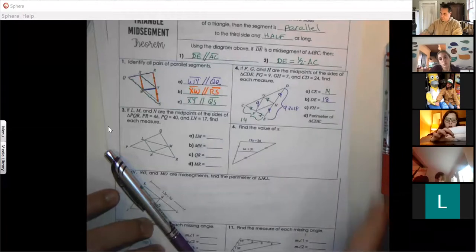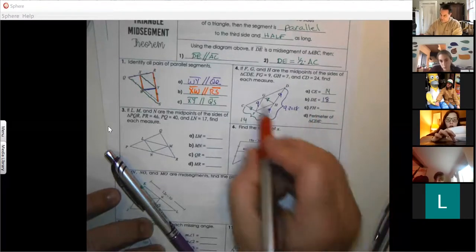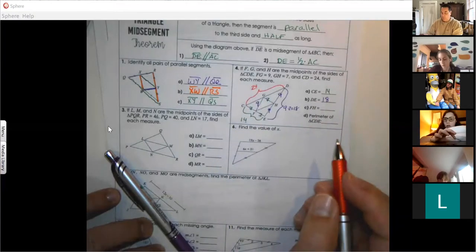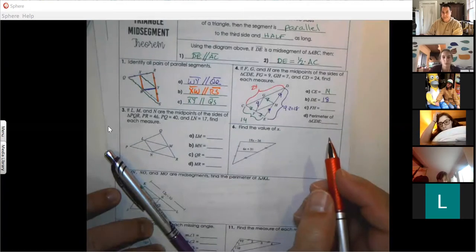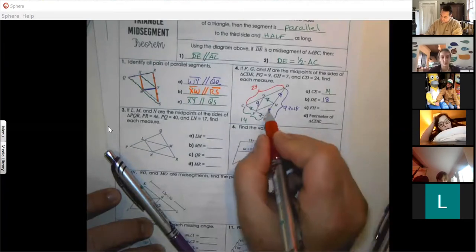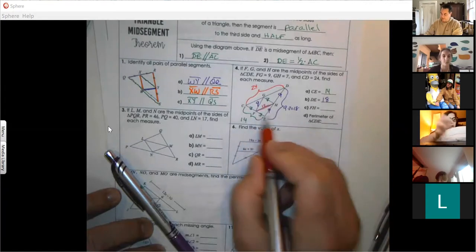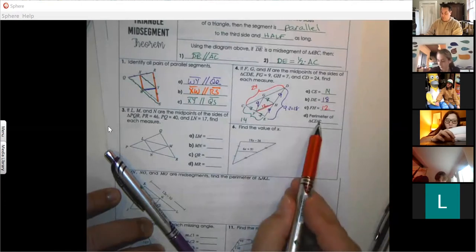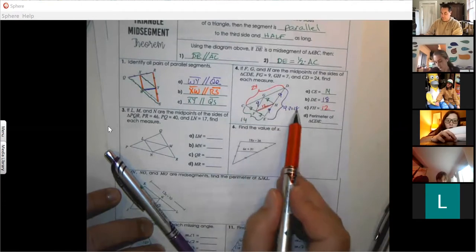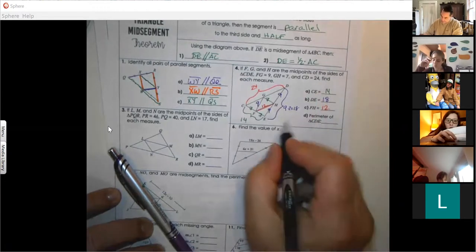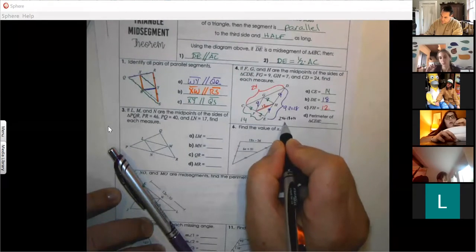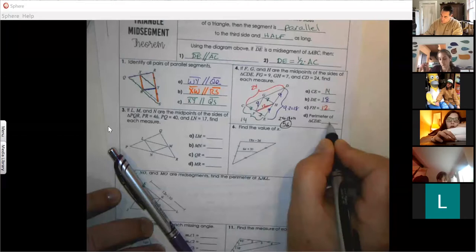And just to throw a little wrinkle your way, they say that CD is 24. What can we surmise from that? FH is 12. Good. This has to be half as big. Now, when you're looking to find the perimeter, of course, you just add the outer parts. We've written these out nice and smoothly, so it'd be very easy to say 24 plus 18 plus 14, 40, 52, 56 would be the perimeter.